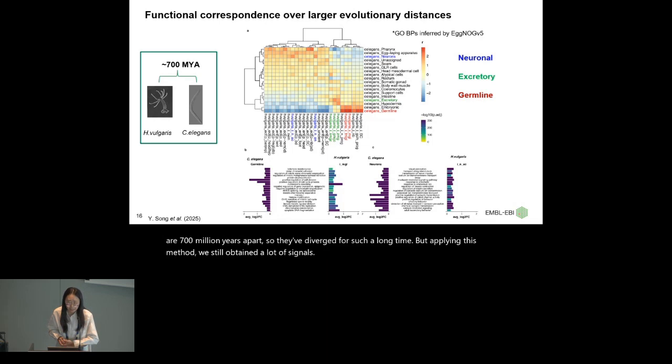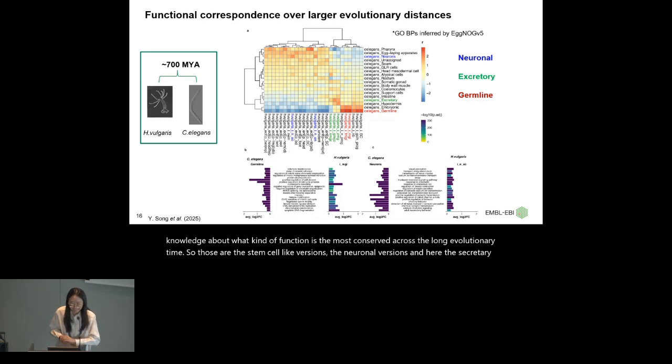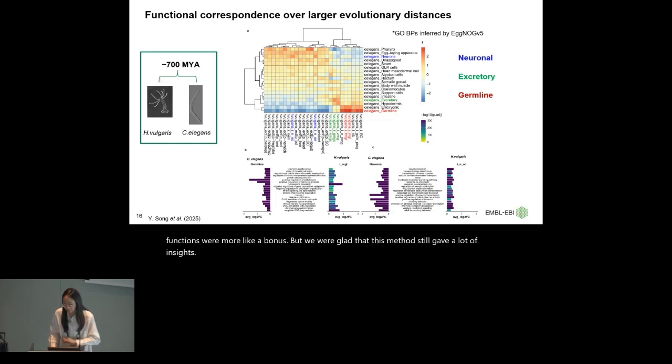And particularly, we were able to identify the shared correspondence mostly between neuronal cells, secretory cells, and germline cells. And these mappings are in line with our knowledge about what kind of function is the most conserved across a long evolutionary time. So those are the stem cell-like versions, the neuronal versions. And here the secretory functions were more like a bonus, but we were glad that this method still gave a lot of insights at such a long evolutionary distance.